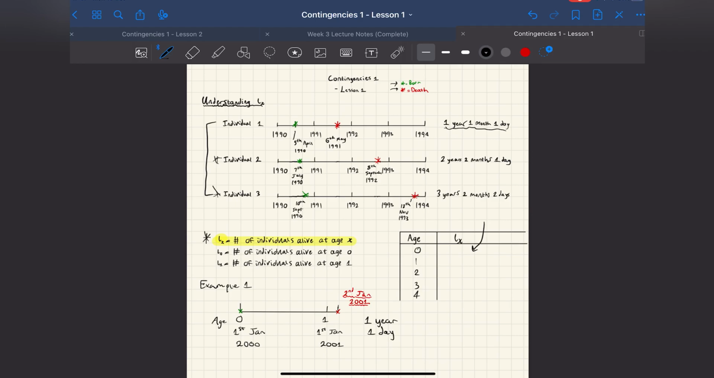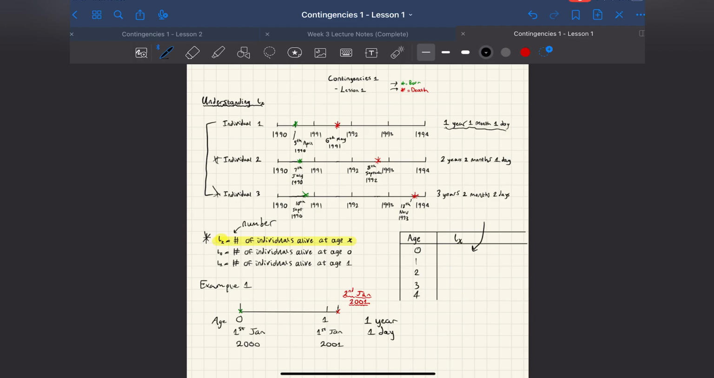You can see the definition highlighted in yellow, and you'll see throughout this video that I've highlighted all the formulas that you need to know for this topic in green. So LX is just the number. The hashtag just means a number or a count. The number of individuals alive at age X. So L0, for example, would be the number of individuals alive at age 0. L1, the number of individuals alive at age 1, L20, the number of individuals who are alive at age 20, and so on.